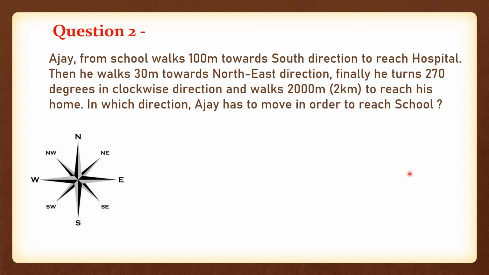Okay, I hope you all probably got some answers. So let us see how to solve this question. So Ajay from his school walks 100 meters towards south direction to reach hospital. Means Ajay is walking from his school towards hospital, and in which direction he walks? In the south direction, and the distance he covers is 100 meters.